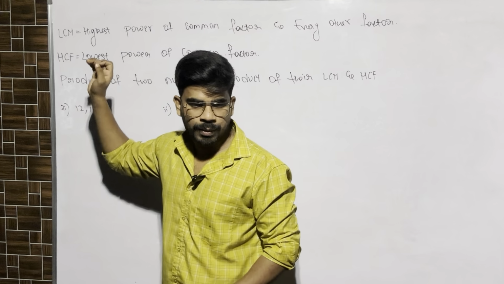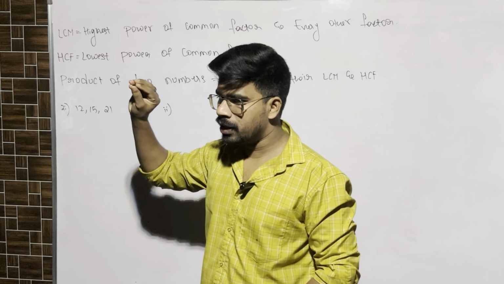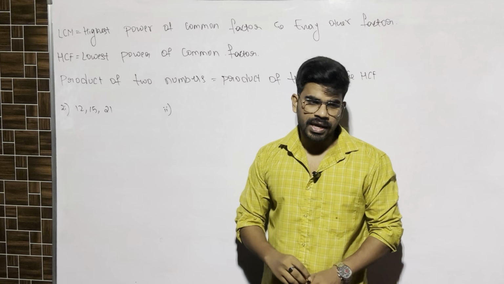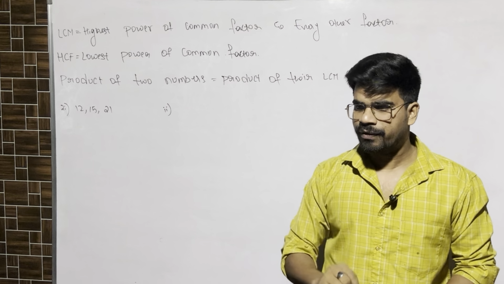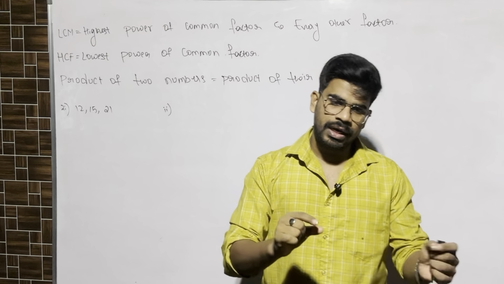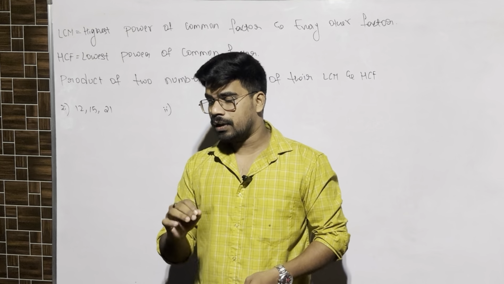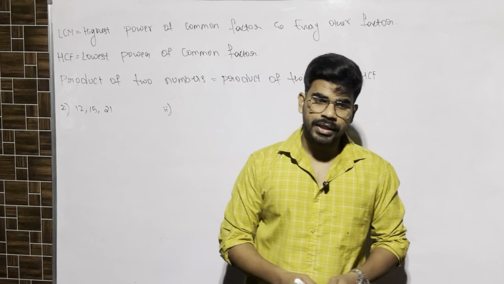To find LCM, remember this statement. For LCM, what is it? Highest power of common factor and every other factor. First of all, we have to take 2, 3, as many numbers as there are. We have to find the prime factors first. Prime factors are nothing but 2, 3, 5, 7, 11 that we discussed, right? So you have to find the prime factors of a given number.